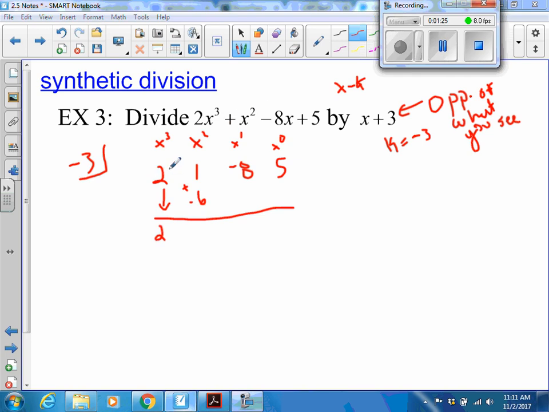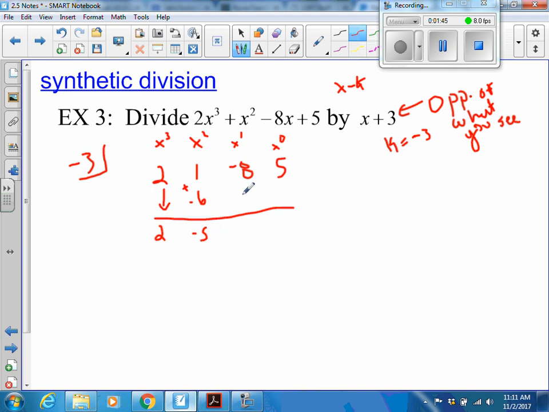So what I did here was I took my 2 and I brought it down below the line. Now I need to take my k value and multiply it by the 2. So I do -3 times 2 to give me -6. Now I take the 1 and add it to -6, I get -5. I do the process again. I do -3 times -5.